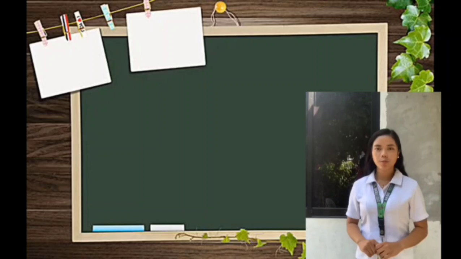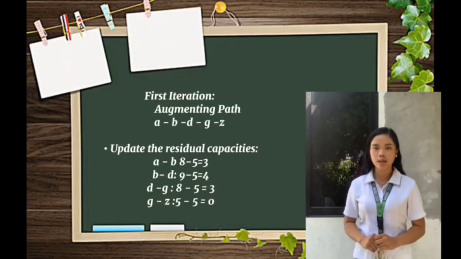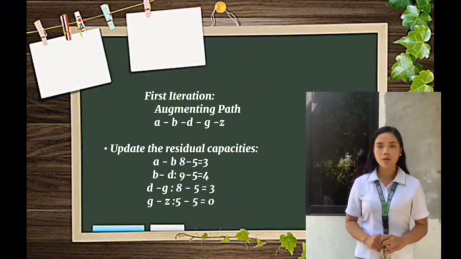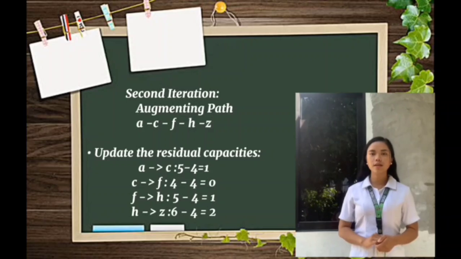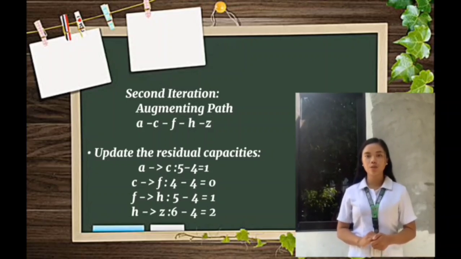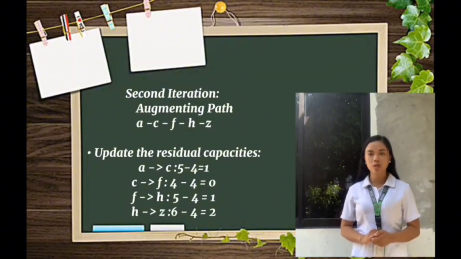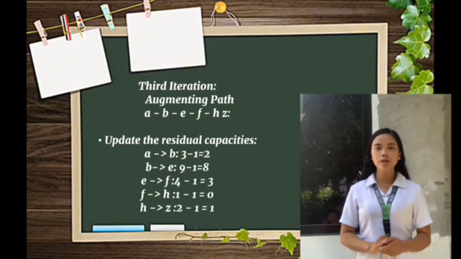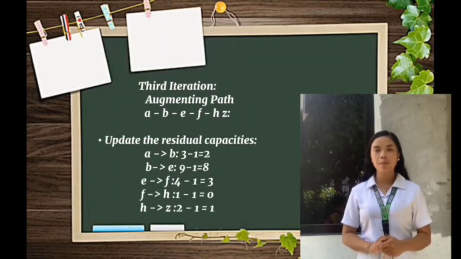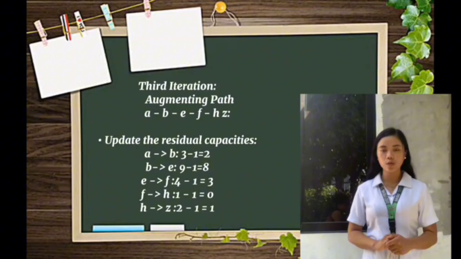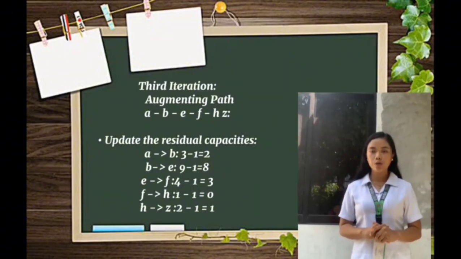So the solution for this problem: first iteration, augmenting path A to B to D to G to Z. The path capacity is the minimum of 8, 9, 8, 5, which equals 5. The second iteration, augmenting path A to C to F to H to Z. The path capacity is the minimum of 5, 4, 5, 6, which equals 4. The third iteration, augmenting path A to B to E to F to H to Z, has a path capacity of the minimum of 3, 9, 4, 1, 2, which equals 1. So the maximum flow of the given network is 10 units.